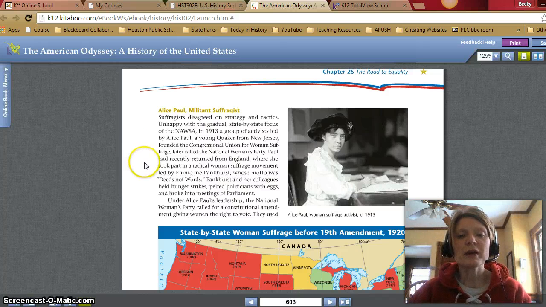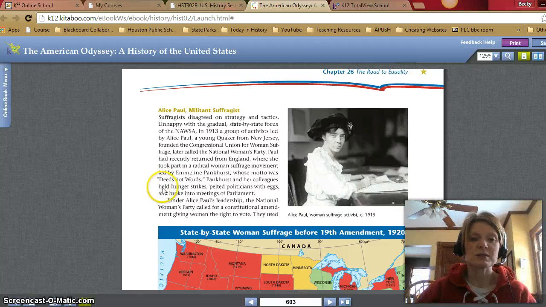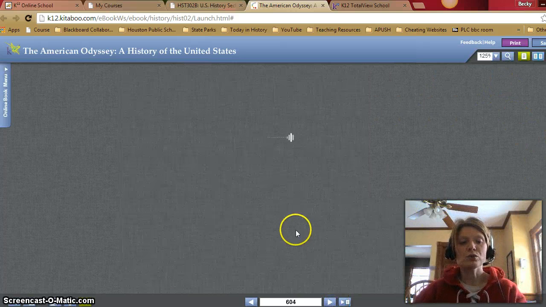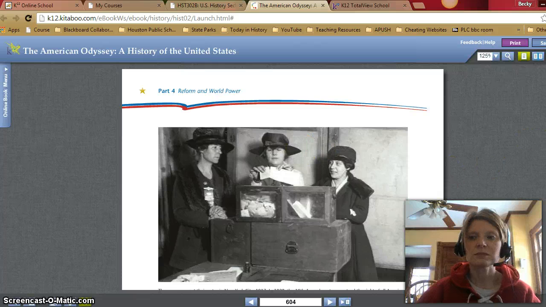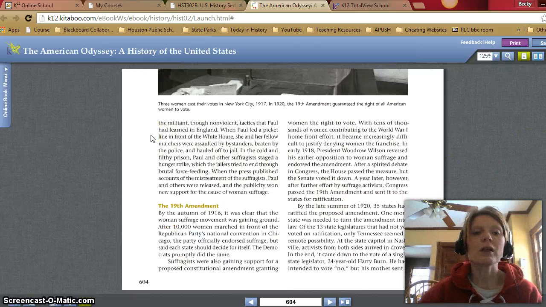Paul had recently returned from England, where she took part in a radical women's suffrage movement led by Emmeline Pankhurst, whose motto was "Deeds, not words." Pankhurst and her colleagues held hunger strikes, pelted politicians with eggs, and broke into meetings of Parliament. Under Alice Paul's leadership, the National Women's Party called for a constitutional amendment giving women the right to vote. They used the militant, though nonviolent tactics that Paul had learned in England.